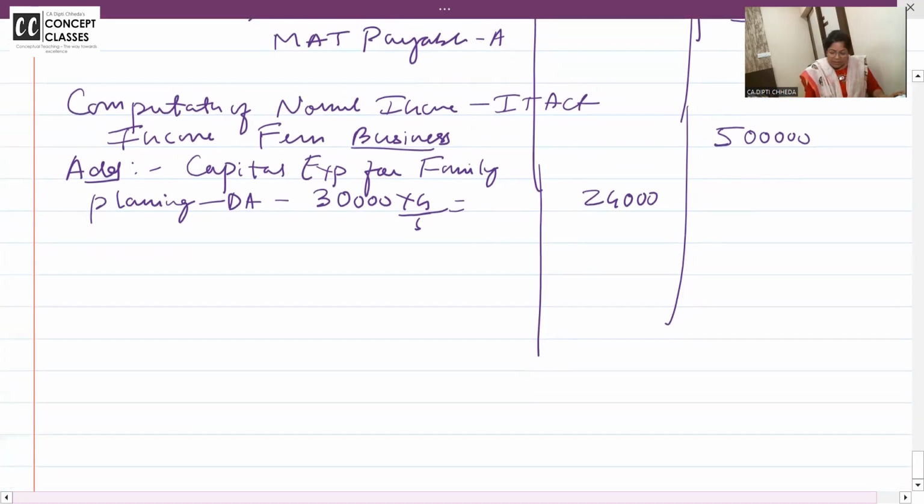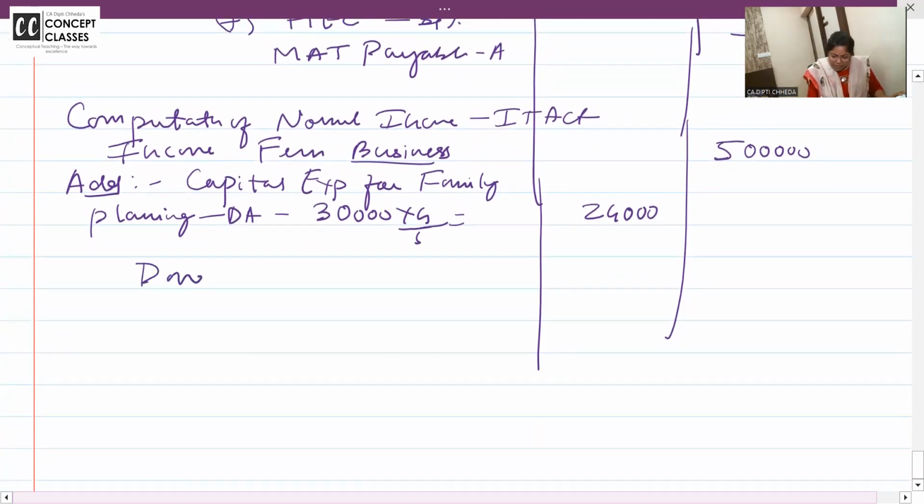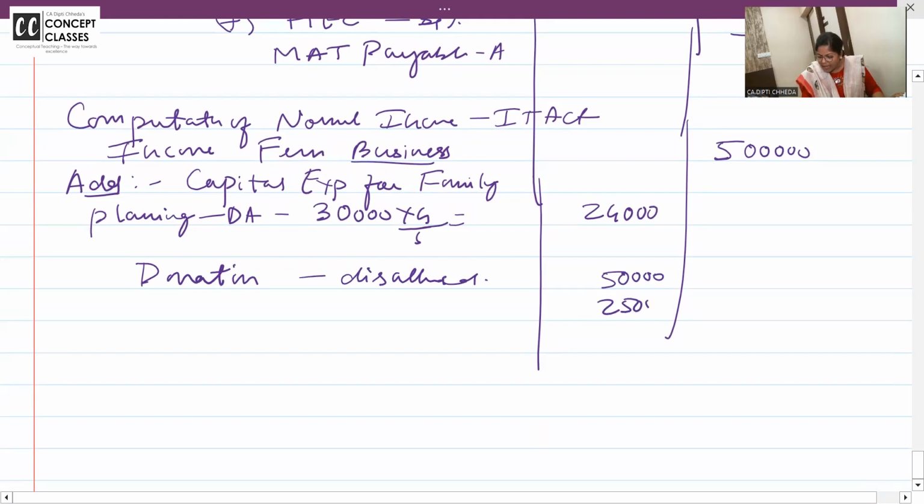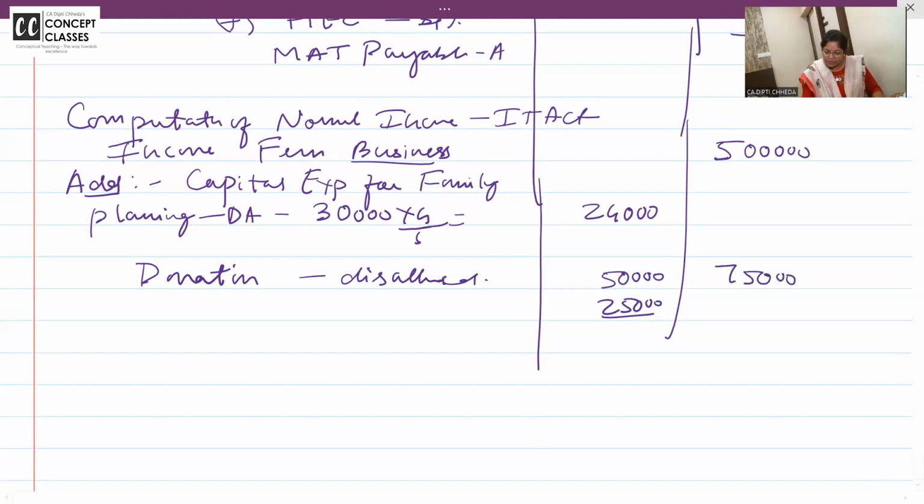Then they said in the P&L account debited is donations. Donations is disallowed, not allowed as your business expense. How much is donation? 50,000 and 25,000, that makes it 75,000, and 24,000. Add back both of these.